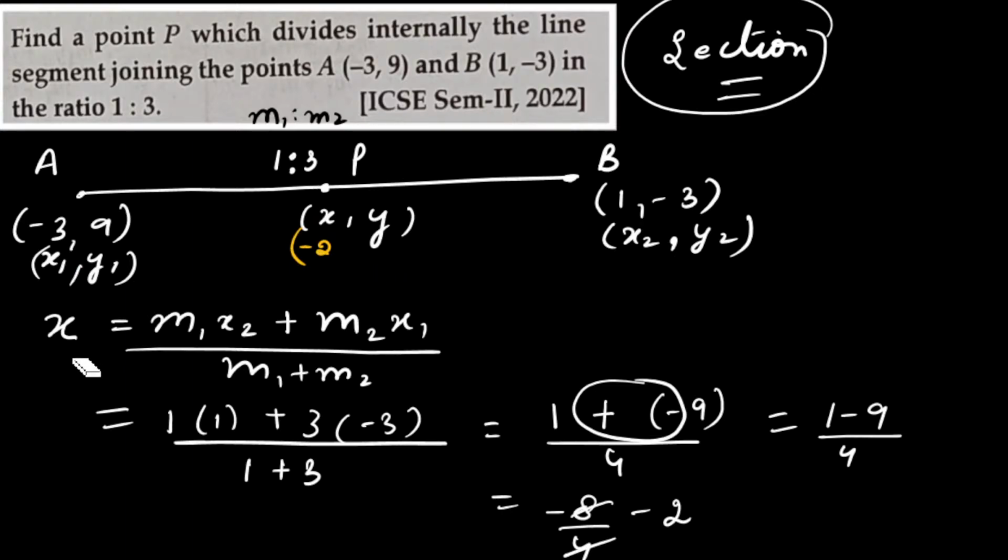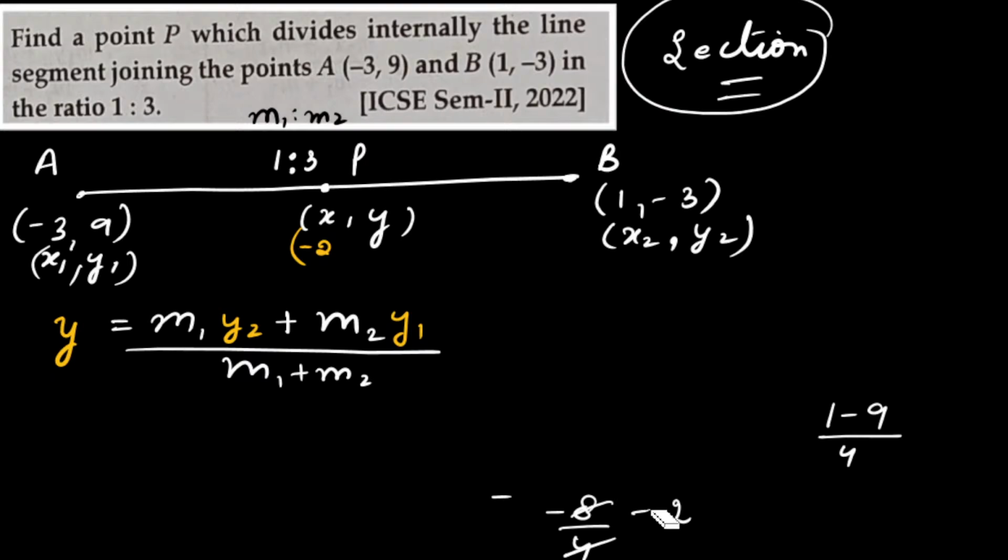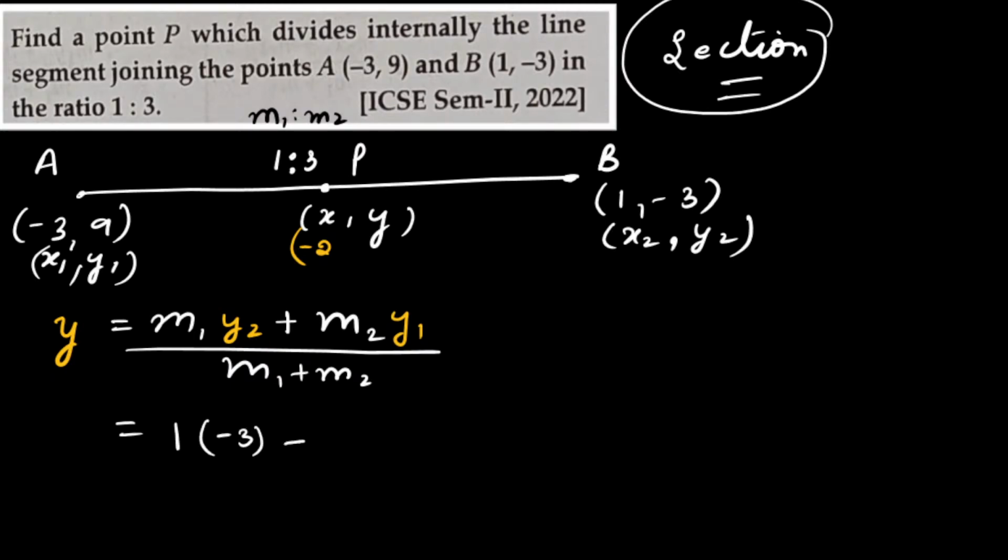Let's find the value of y also. So the y coordinate is the same as the x coordinate. So y is equal to m1 with y2, and m2 with y1. So y is equal to m1 y2 plus m2 y1 divided by m1 plus m2. So let us substitute the values now. M1 is 1, y2 is -3, plus m2 is 3, y1 is 9, by m1 1, m2 3.